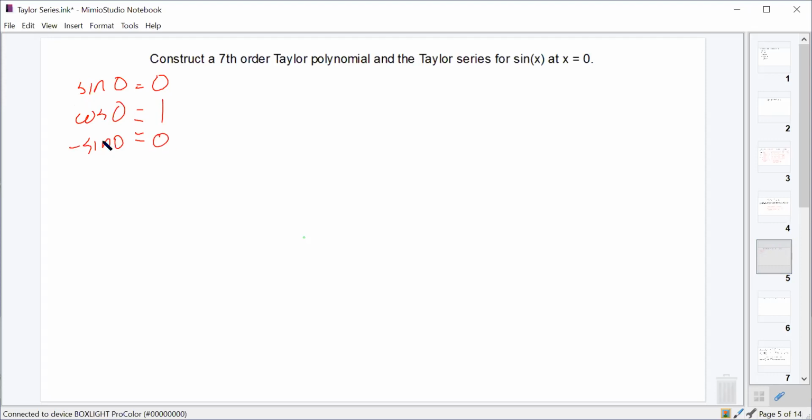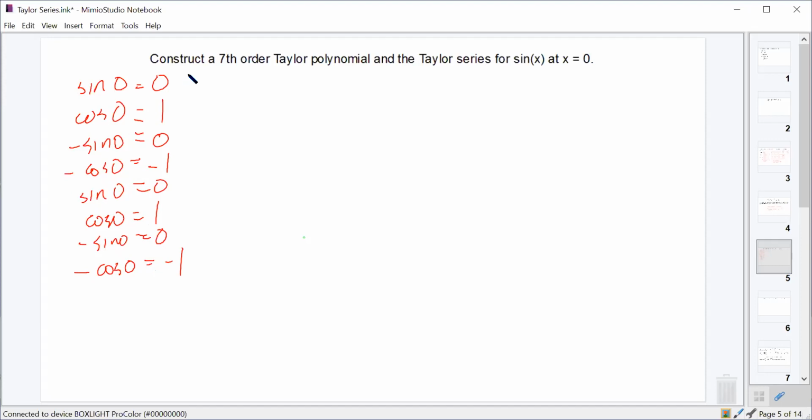Right, what's the derivative of negative sine? Ought to be negative cosine. What's the negative cosine of 0? Negative 1. What's the derivative of negative cosine? Sine. That's going to be 0 again. We'll note that these are just going to repeat over and over again as many times as we need them to.